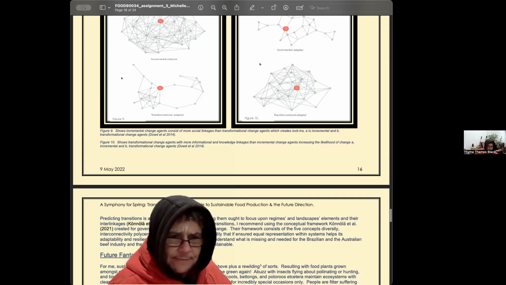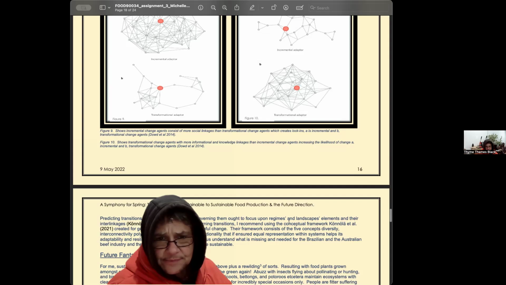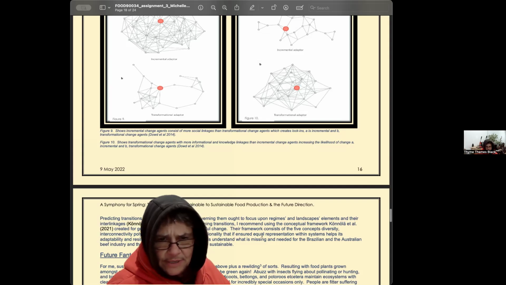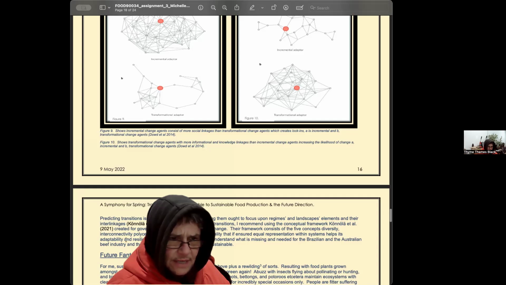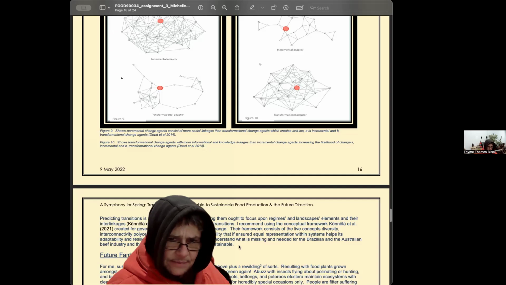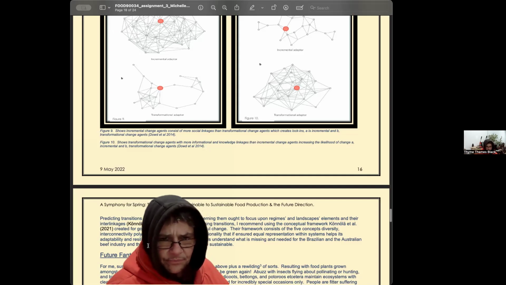Predicting transitions is almost impossible. Thus, governing them ought to focus upon regimes and landscapes elements and their interlinkages. For those governing transitions, I recommend using a conceptual framework Canola et al. 2021 created for governing whilst ensuring purposeful change. Their framework consists of the 5 concepts: diversity, interconnectivity, polycentricity, redundancy, and directionality that, if ensured, equal representation within systems helps its adaptability and resilience. This framework can help us understand what is missing and needed for the Brazilian and the Australian beef industry and the broader food industry to become sustainable.